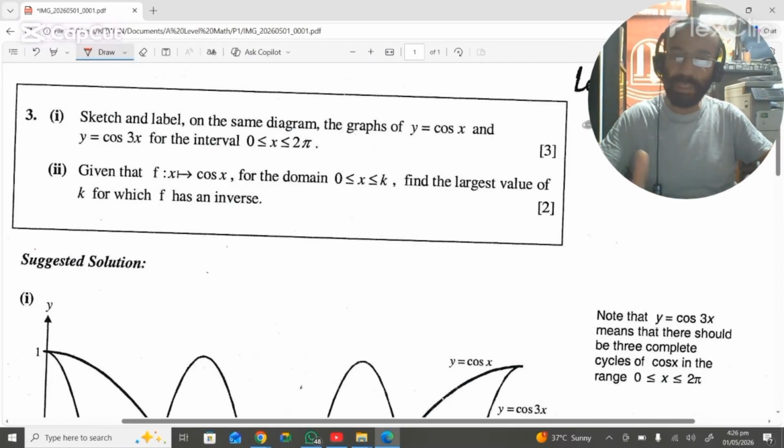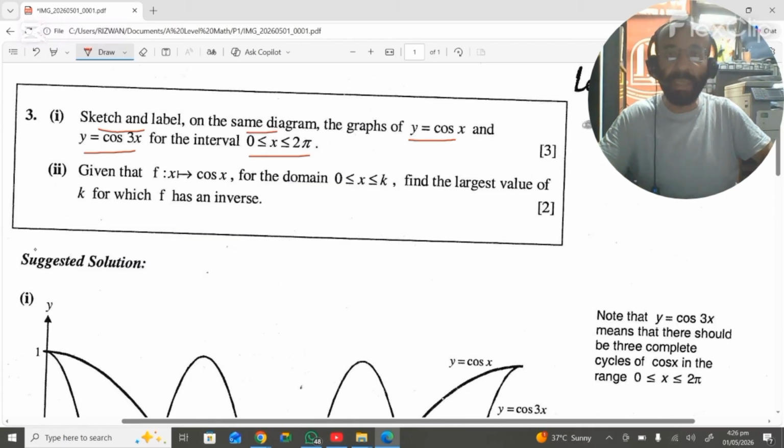Good morning, students. Today we are going to solve a question from the Pure Mathematics 1 A levels, and the statement of the question is: sketch and label on the same diagram the graphs of y equals cos x and y equals cos 3x for the interval from 0 to 2 pi.